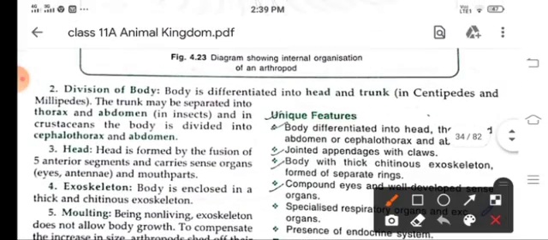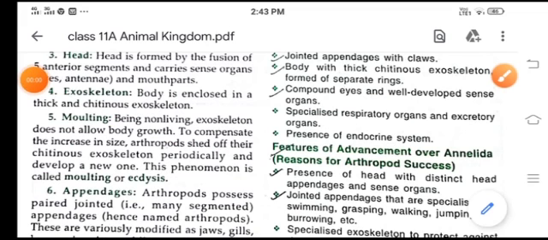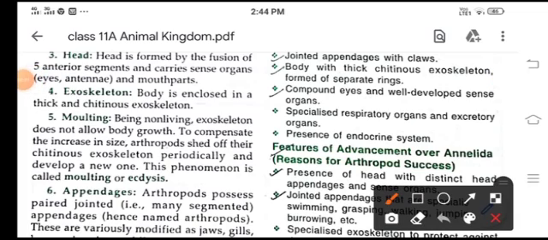Now they show body division into head and trunk. The trunk may be separated into thorax and abdomen, and in crustaceans the body is divided into cephalothorax and abdomen. Now the head is formed by the fusion of 5 anterior segments and carries sense organs like eyes and antennae. Now the exoskeleton is thick and chitinous in nature.